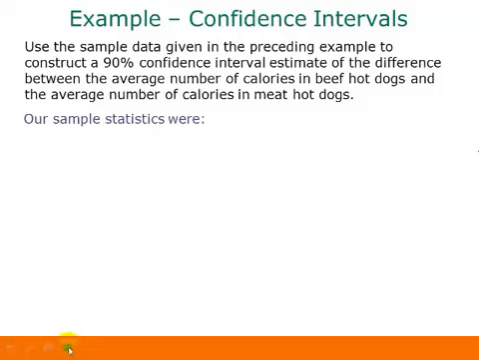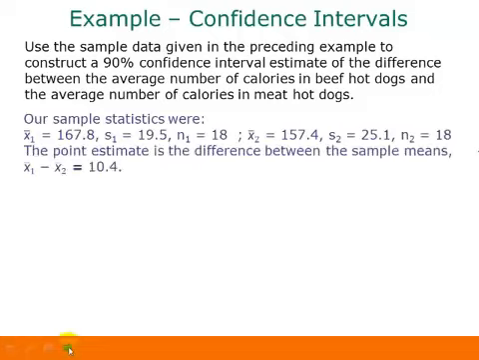So here were our sample statistics. Now what we're trying to estimate is the difference between the mean number of calories in beef hot dogs and the mean number of calories in meat hot dogs. So our point estimate is just the difference between our 2 sample means. So it's the 167.8 minus the 157.4, and that gives us 10.4. So this is estimating how much difference there is between the average calories in the 2 types of hot dogs. We're estimating here that there's about 10.4 calories difference.